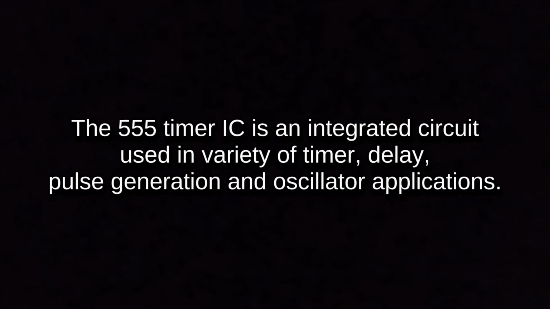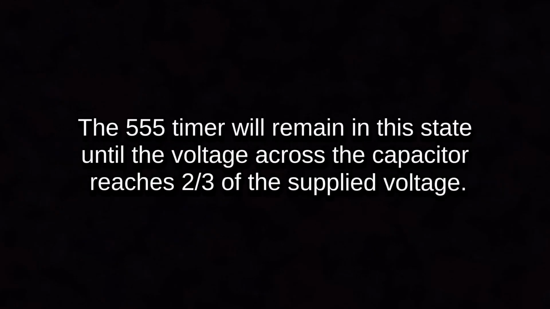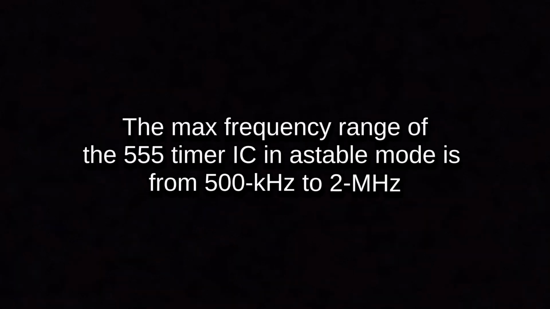The 555 timer IC is an integrated circuit used in a variety of timer, delay, pulse generation, and oscillator applications. The 555 timer will remain in this state until the voltage across the capacitor reaches 2/3 of the supplied voltage. The maximum frequency range of the 555 timer IC in astable mode is from 500 kHz to 2 MHz.